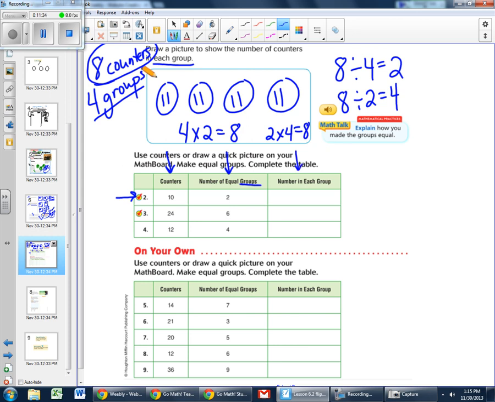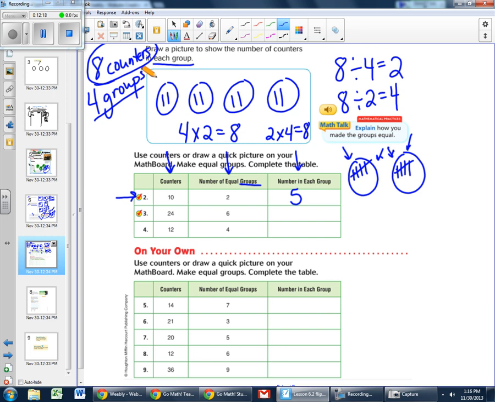So for the first one, the number of equal groups is 2. So I'm going to draw 2 groups. And I need to divide my 10 counters into those 2 groups. So count through until you have your 10 counters. And then it wants to know the number in each group. So how many are in this group and how many are in this group? Making sure that you actually have the same number. You really should count both of these to make sure that they are equal, that you didn't get distracted or accidentally count an extra one in another group. I have 5 and 5. So 10 counters divided into 2 groups gives me 5 counters in each group.